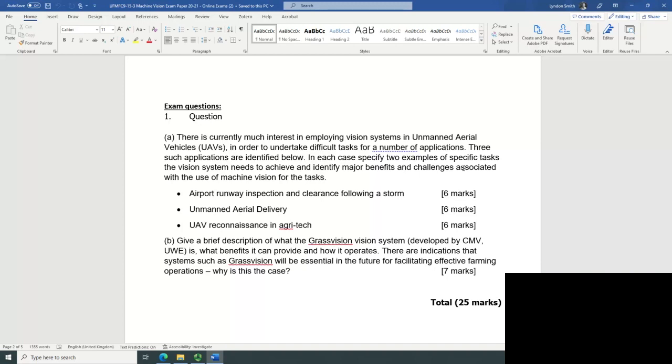This exam question, I've looked at it. Because we haven't got a mark scheme, I'm not sure what kind of format to put in.